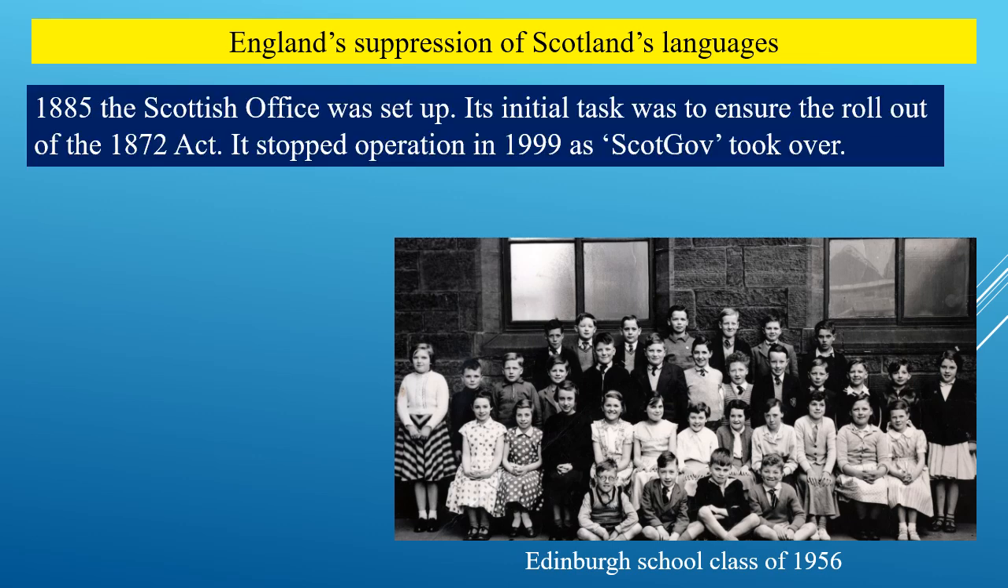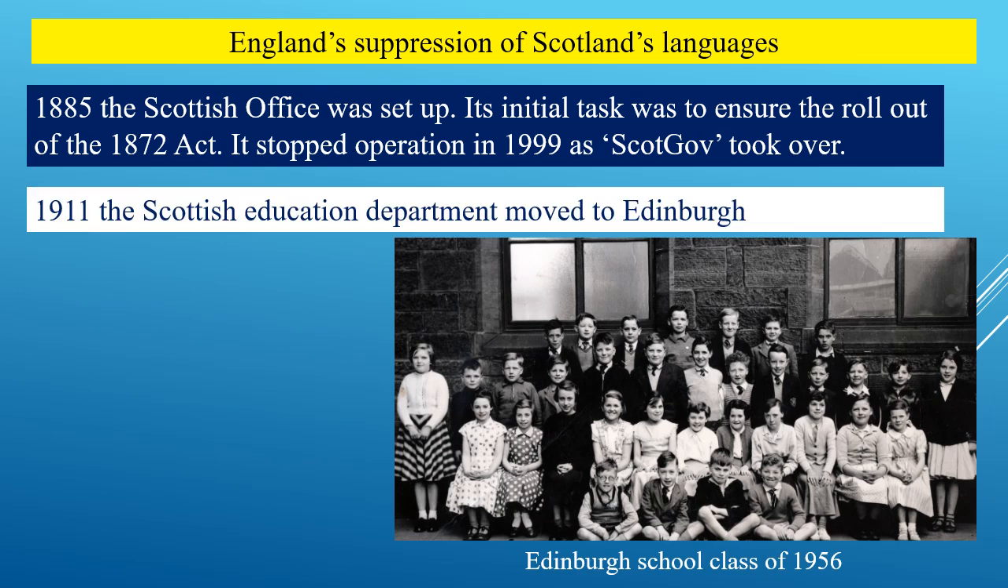The Scotland Office was created from the 1872 Act, and its purpose was to manage and implement the change in Scotland's education to that copy in England. The Church lost control. In 1911, the Education Department for Scotland moved from London to Edinburgh.